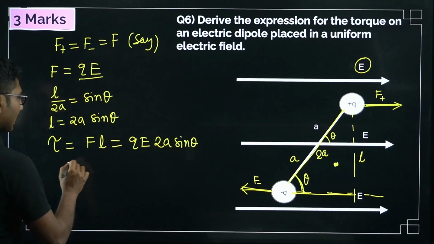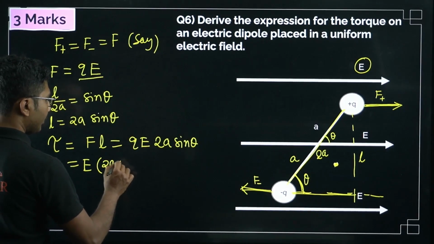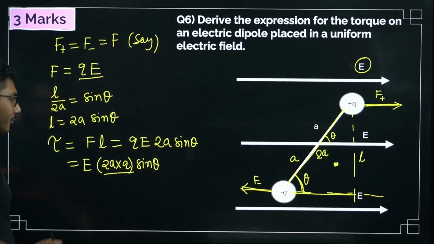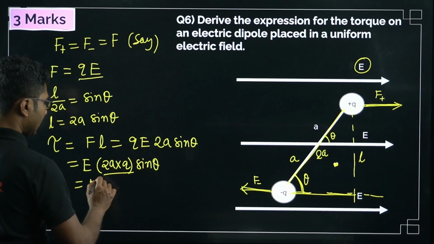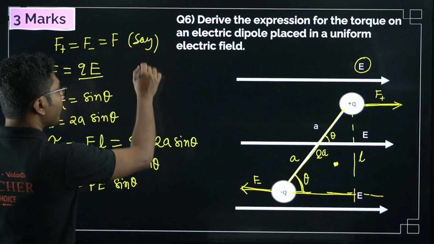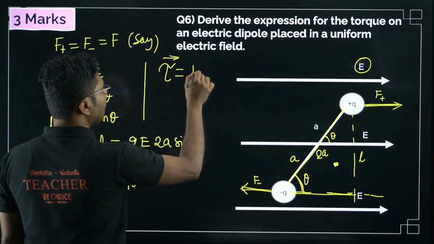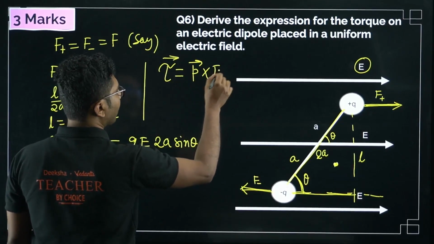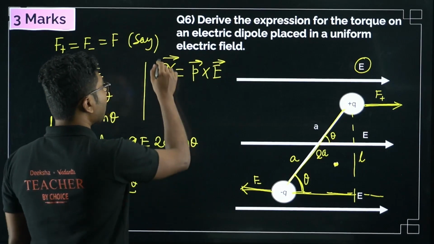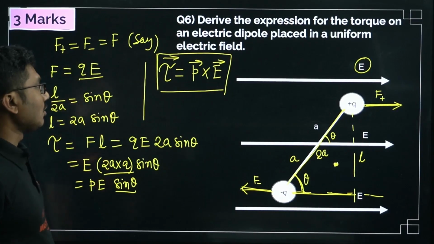Now we have arrived at our almost final expression, 2A into Q into E sine theta. Now what is 2A into Q? 2A into Q is the dipole moment. So torque is P into E sine theta. Now what is the vector form? In vector form we can write this as torque equals P cross E, because sine theta comes in the vector product. Also torque is a vector quantity, and P is also a vector quantity. So this is the expression for torque acting on a dipole.